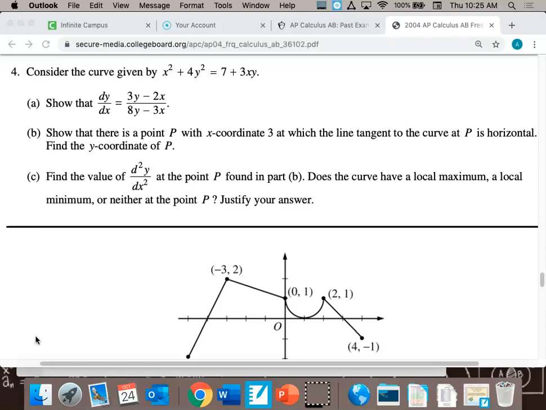In the problem that I'm thinking of, you got 2 answers, and one of them was not on the function.